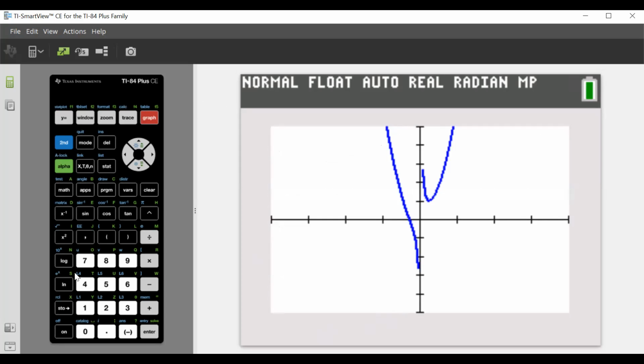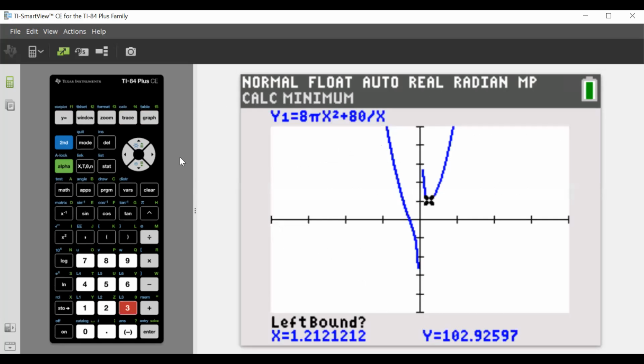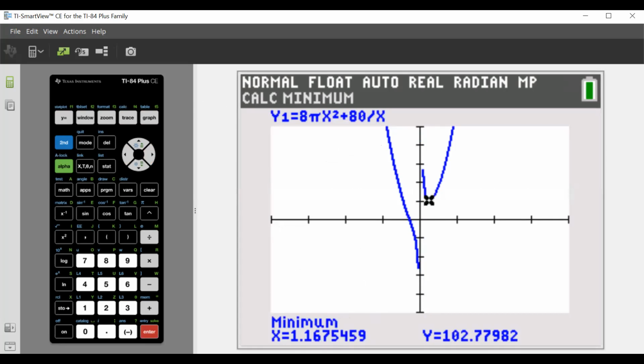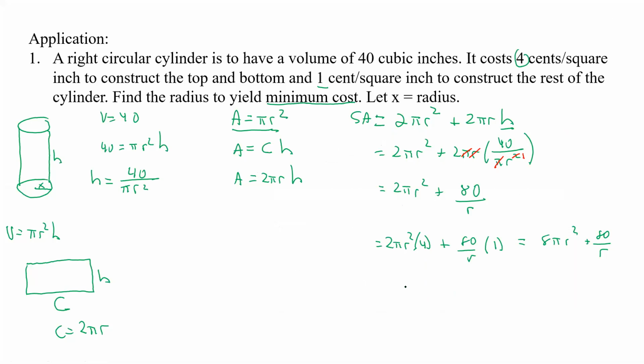Okay, so that's a pretty cool graph. And so now we need to minimize, and so we'll do a 3. And so let's maybe move over, there's our left bound. Maybe that's our right bound. And so it says our r minimum is 1.1675, so maybe 1.168, I would say. So it says r is approximately 1.168, and we're in inches. Okay, so that's roughly that.